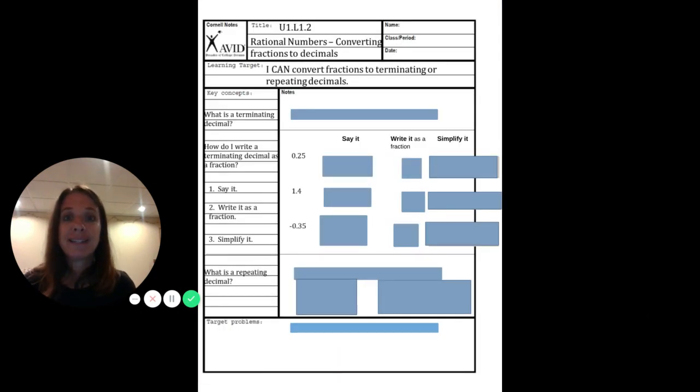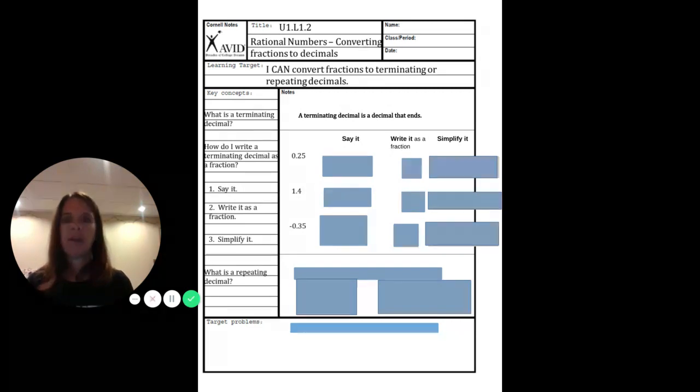The learning target is I can convert fractions to terminating or repeating decimals. And today we're actually going to go from decimals to fractions. So we're going to go the other way. Let's get a quick definition in here first, just so you have it in your notes. A terminating decimal is a decimal that ends. It stops.